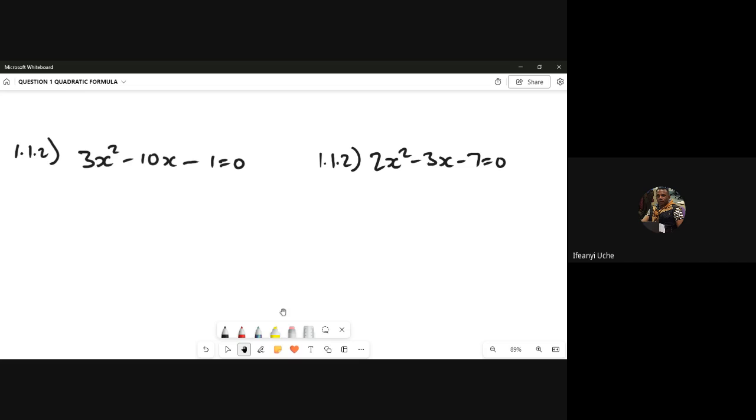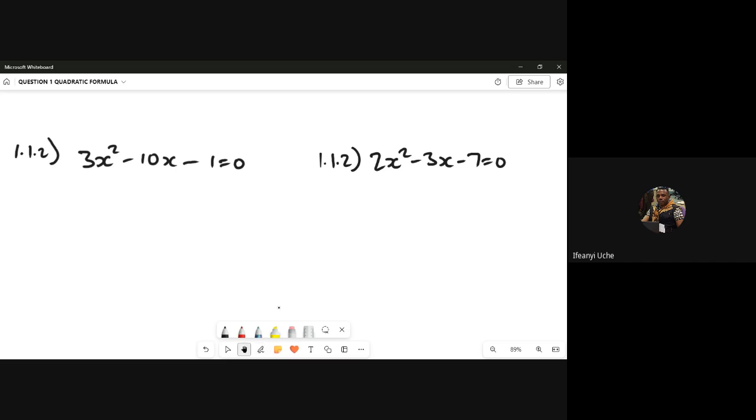Yesterday we treated solve for x. It is still solve for x, but this time we're looking at the quadratic formula. So when you look at the quadratic formula, we're looking at this first one, 1.1.2.